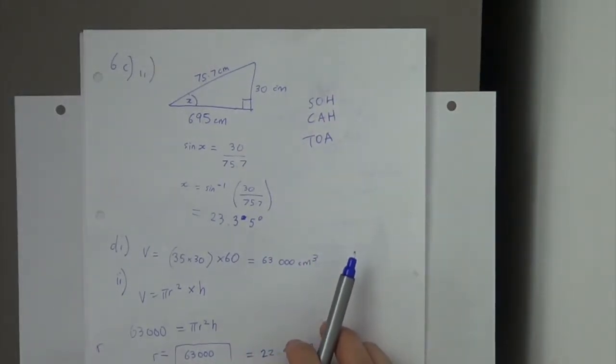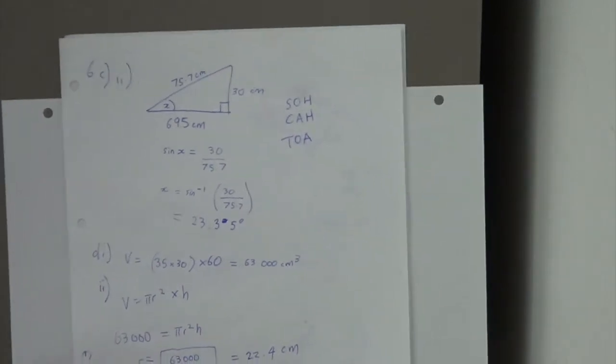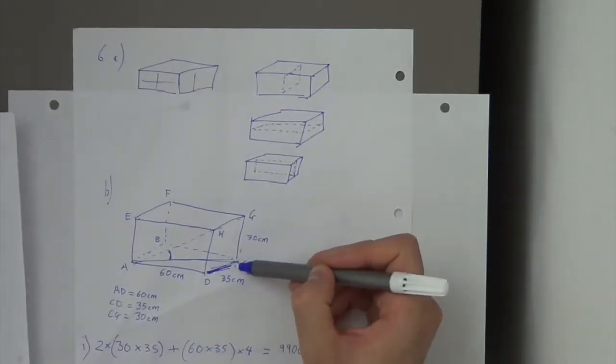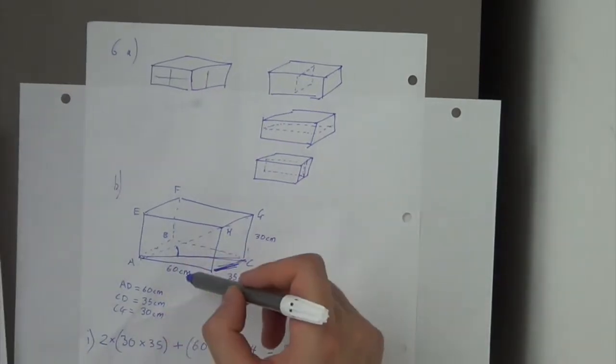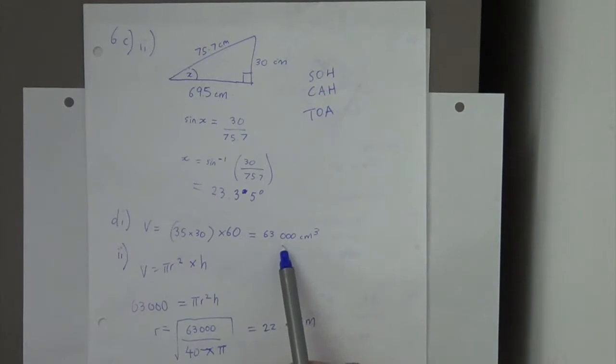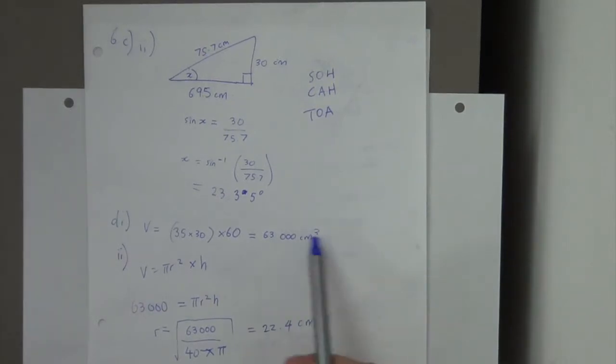Next one. It says, show that the volume of the cuboid is 63,000 centimeters cubed. Okay, this is a very, very straightforward one. If I go back, basically you just need to do 30 times 35 to give us this area, times 60 will give us volume. That's what I've done here. Okay, 63,000, and that's 1 mark in the exam.